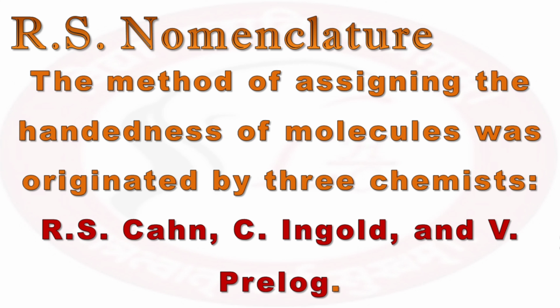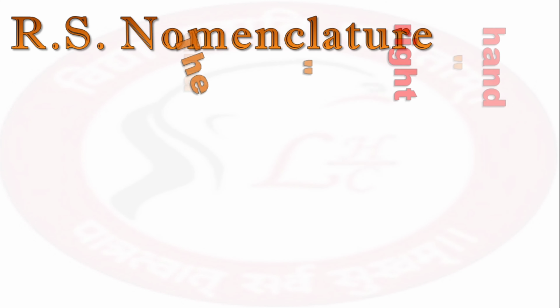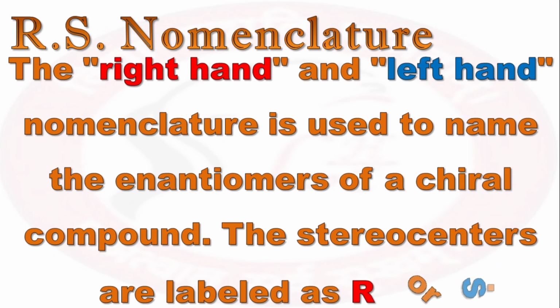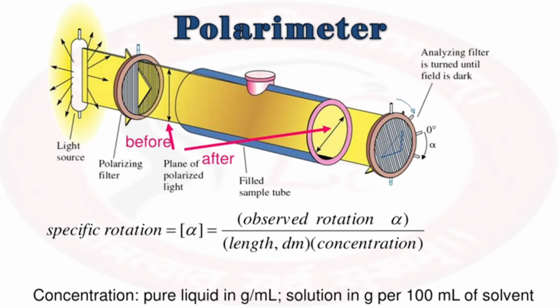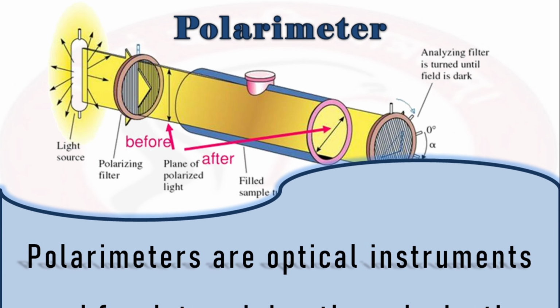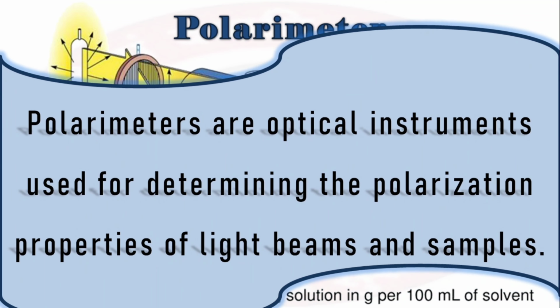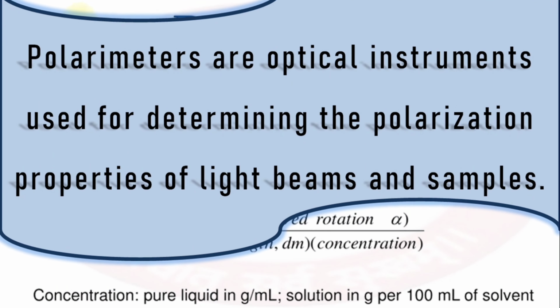There is no correlation between plus and minus and the R and S stereochemical labels, and R stereomer can either be plus or minus. And optical activity of R and S has to be measured experimentally with a polarimeter. And what is polarimeter? Polarimeter is the instrument by which we can measure the angle of rotation of plane polarized light due to the presence of a particular chiral carbon or chiral compound.